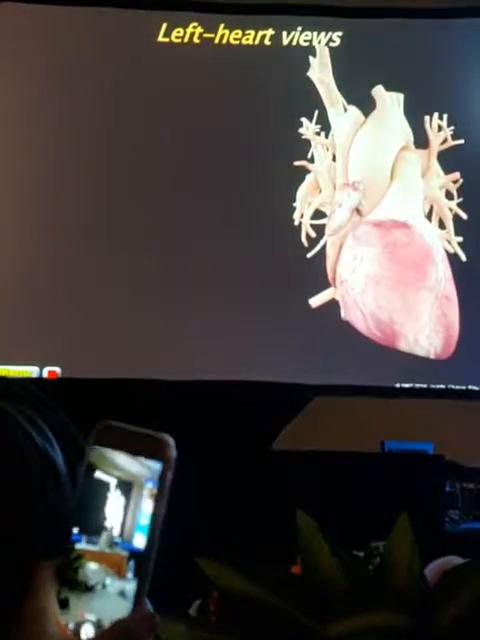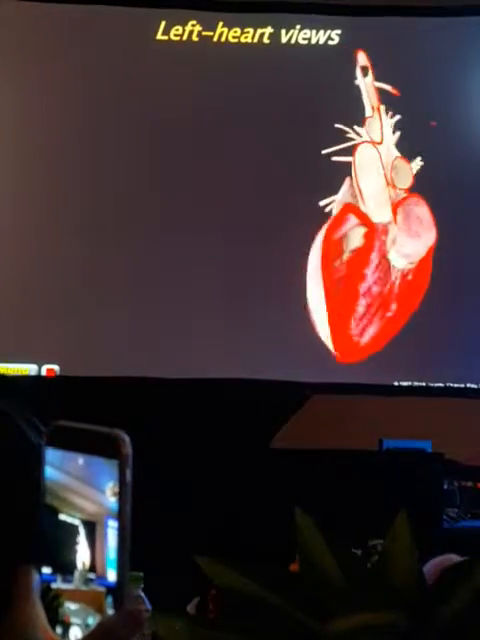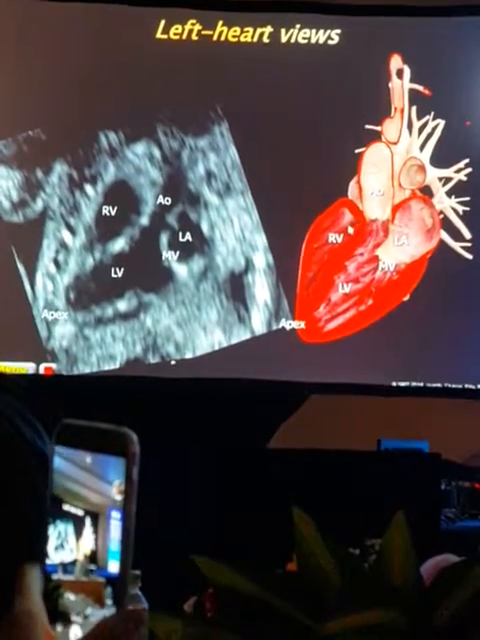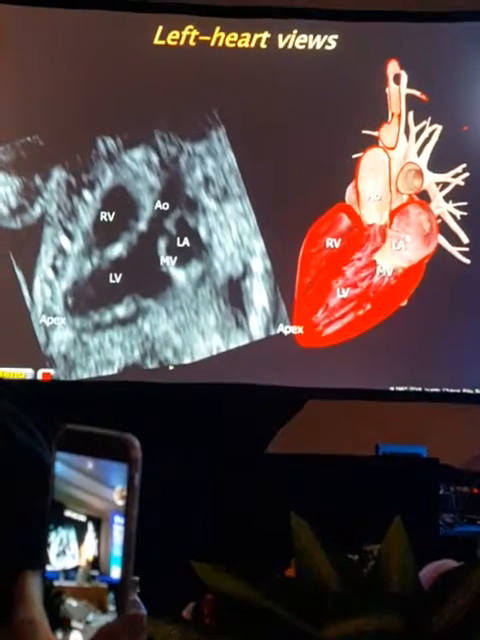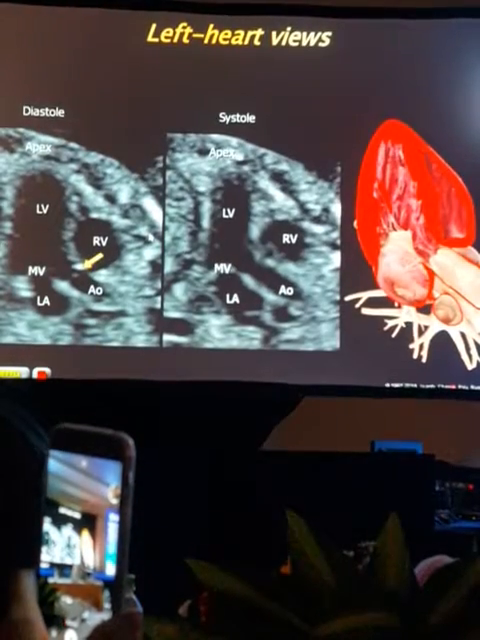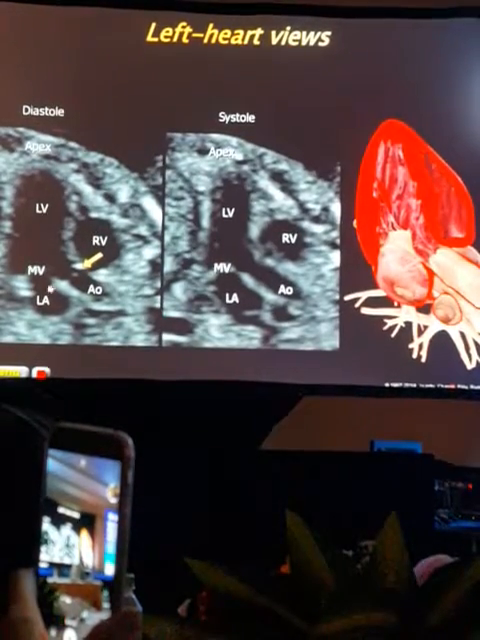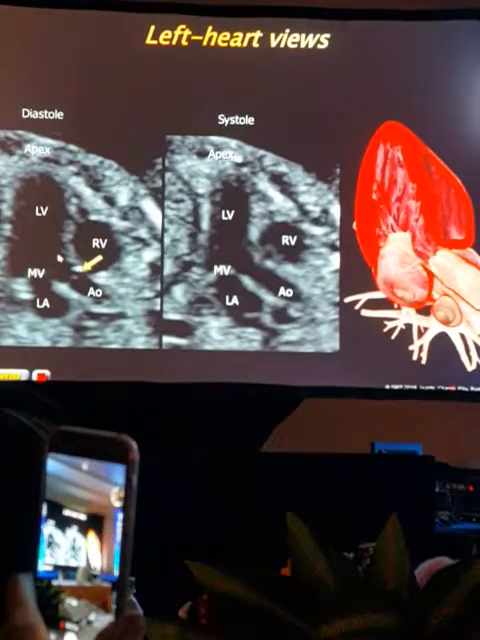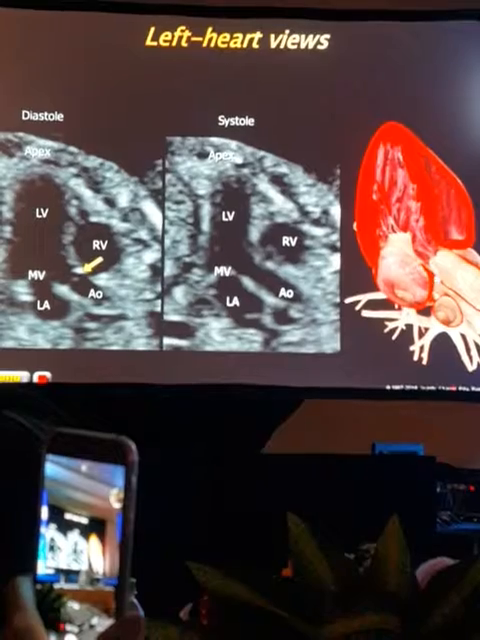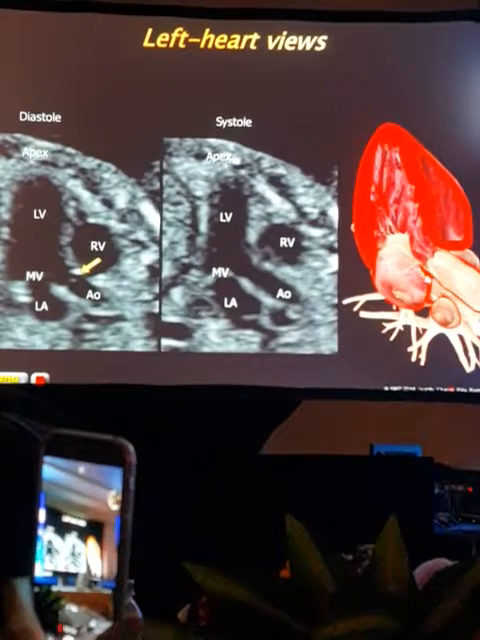And you can do this either in a central section like this, in which the aorta is kind of sandwiched between the right ventricle and the left atrium. See the aorta in between. And in that view, you don't see the right atrium. You see the right ventricle is here, left atrium, the left ventricle, ascending aorta, but you don't see the right atrium. So that tells you this is a central section.